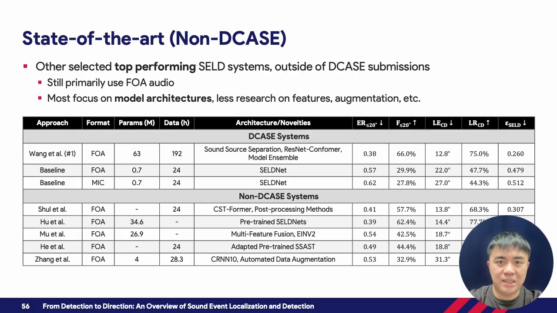So the table here provides a snapshot of other top performing systems from recent literature outside of the official DCASE submissions. The trends we observed hold true here as well. We see a continued preference for the FOA audio format and a heavy focus on pushing the boundaries of model architecture. For instance, the CST-former achieves strong performance by rethinking how attention is applied, while the PSELDNets demonstrate the immense power of large-scale pre-training on synthetic data before fine-tuning on a real-world target dataset. So this is by no means an exhaustive list, but it's highly representative of the key research directions in the field today.